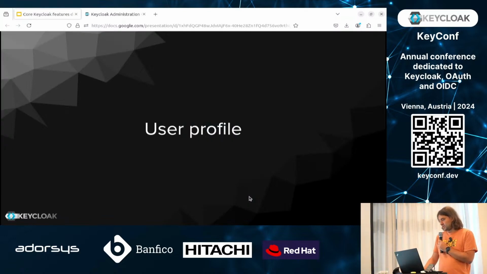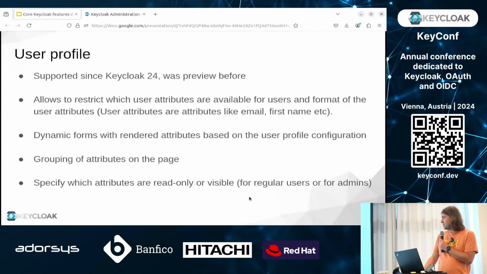So now it's time for the user profile. I have a few slides about this feature. User profile is supported since Keycloak 24. Before it was just preview, and it allows to restrict which user attributes are available for users and the format of the user attributes. User attributes are things like email, first name, last name, and the address. But it can also be metadata attributes, which should not be visible for the users themselves and just for the administrators.